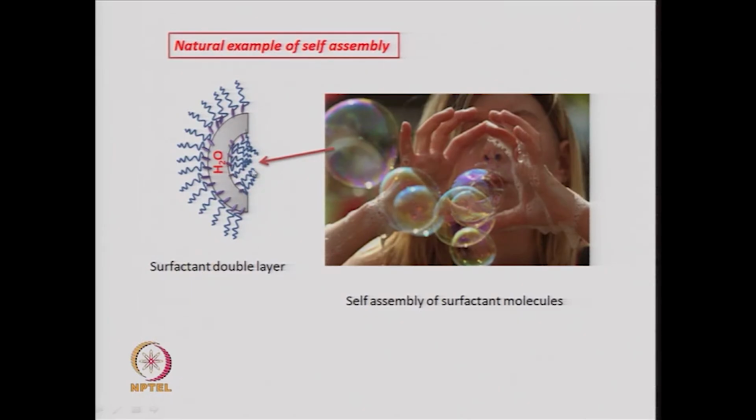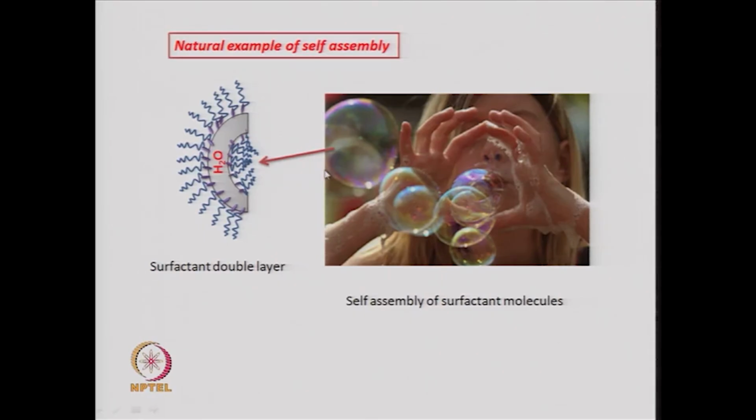And so, both ways, if you look away from the water surface, that is either here or here, you have got the tail groups which are hydrophobic, which are close to the air medium which is outside or the air medium which is inside the bubble. So, this is a natural self assembly, and how did it come about?